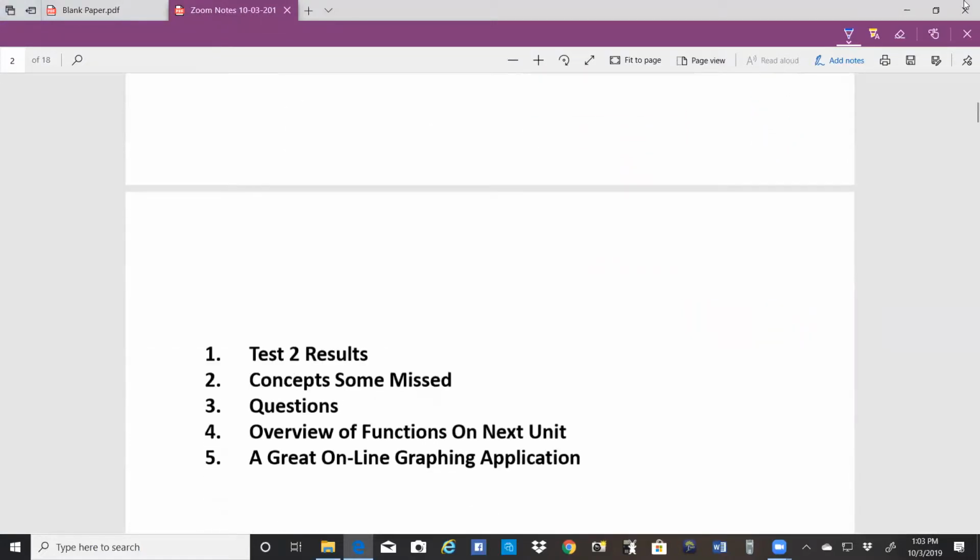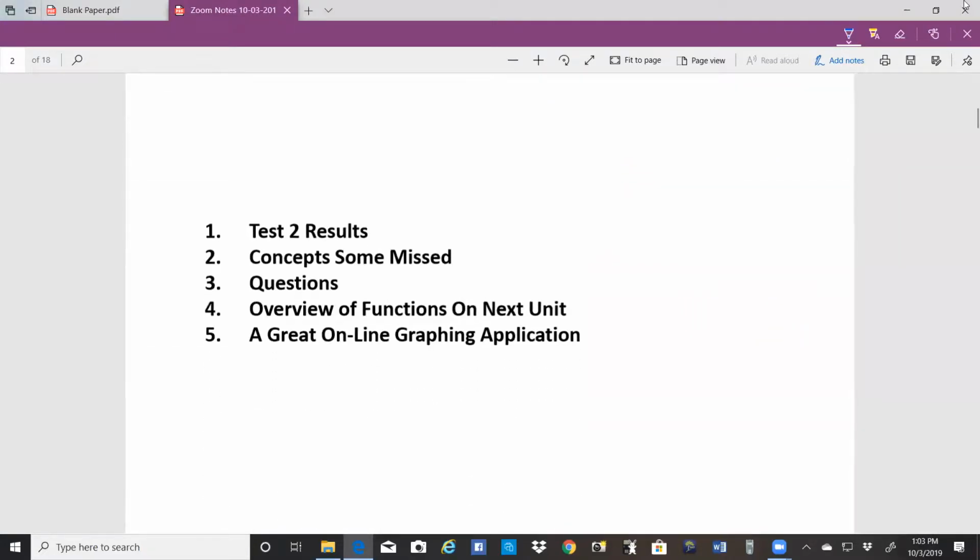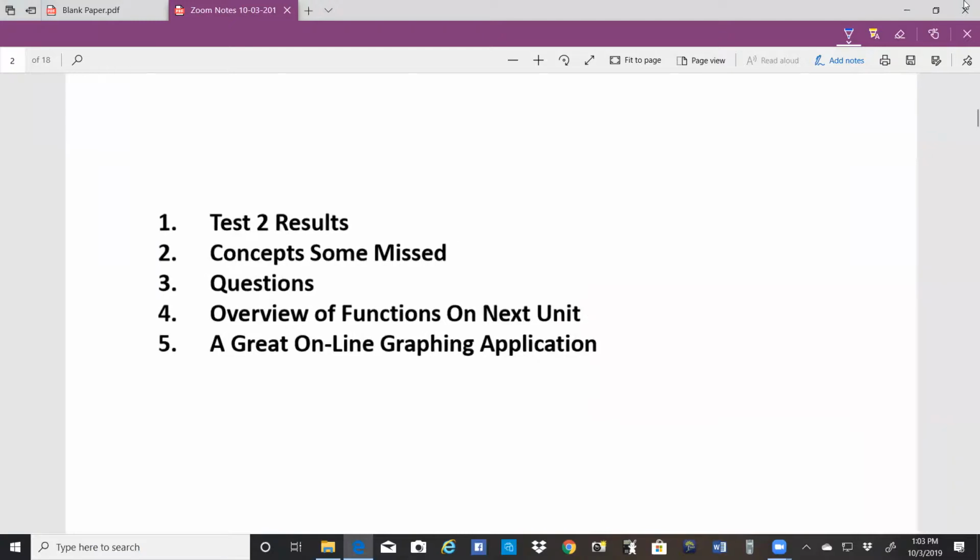This is what I thought we would talk about, depending on how many questions we have and how long it takes to do the other items. This could be only a 20, 30-minute conference. I'm going to talk about test 2 results and some concepts that some missed, and then see if there are any questions.